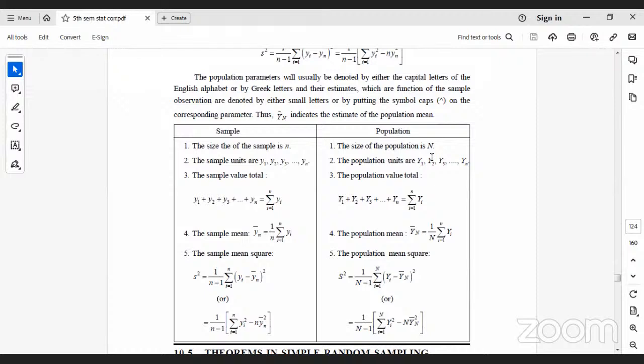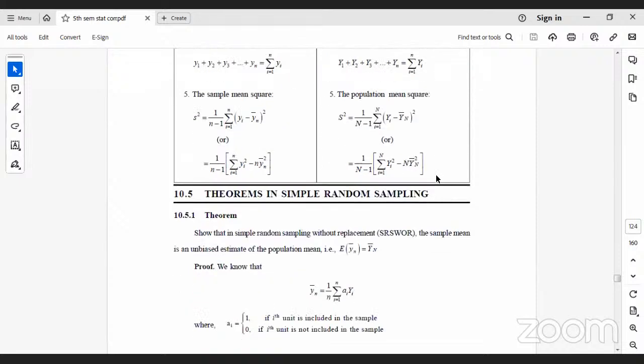The sample values total is small y1, small y2, small y3; the population is capital Y1, capital Y2, capital Y3. The summation of i is equal to 1 to n small yi, and summation of i is equal to 1 to N capital Yi. So here also the sample mean, with sample size n, y bar n is equal to 1 by n summation of i is equal to 1 to n small yi, and capital Yi for the population. So the sample mean square, s square is equal to 1 by n minus 1 summation of (yi minus y bar n) whole square, small letters and capital letters. Therefore in the sample we use small letters, in the population we use capital letters. Clear?